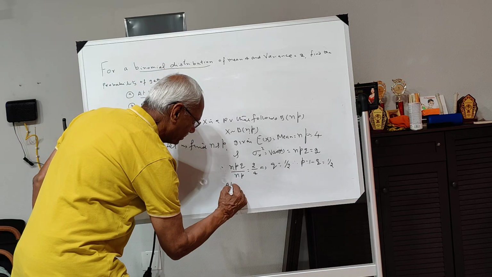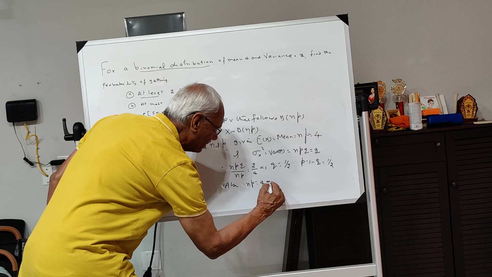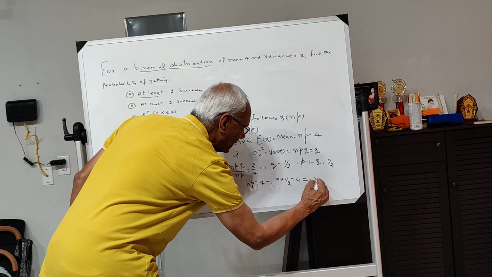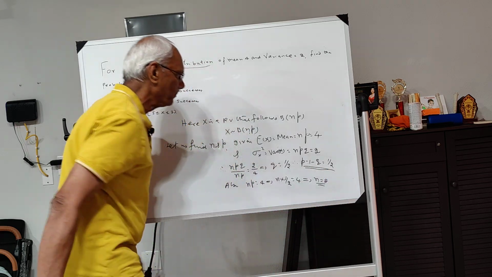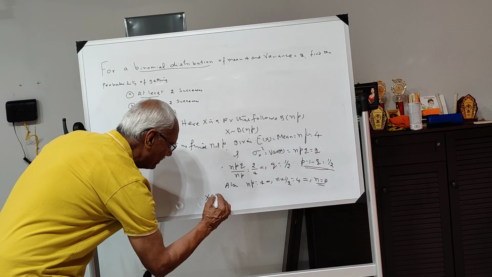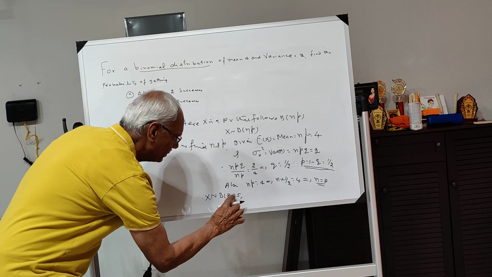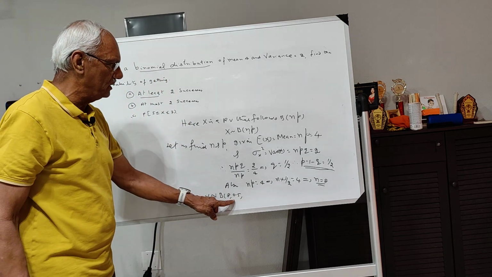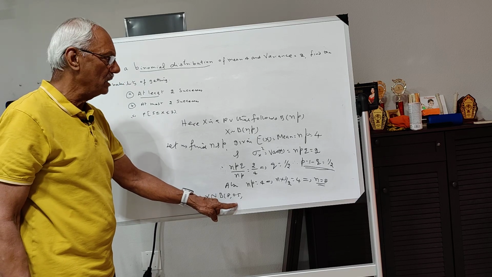Also, np is equal to 4 implies n into half is equal to 4, which implies n is equal to 8. So I am able to get this n and p. Therefore, x is a random variable that follows B of 8 and 0.5. So x is a random variable that follows binomial distribution, and the number of trials is 8 and the probability of success is 0.5.